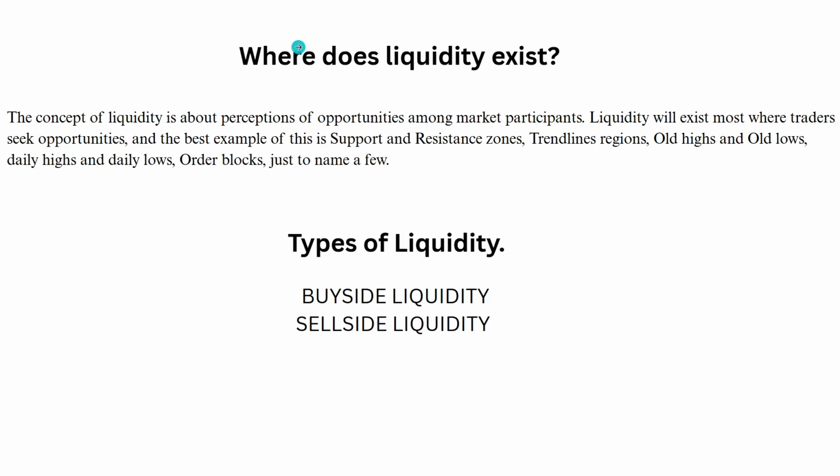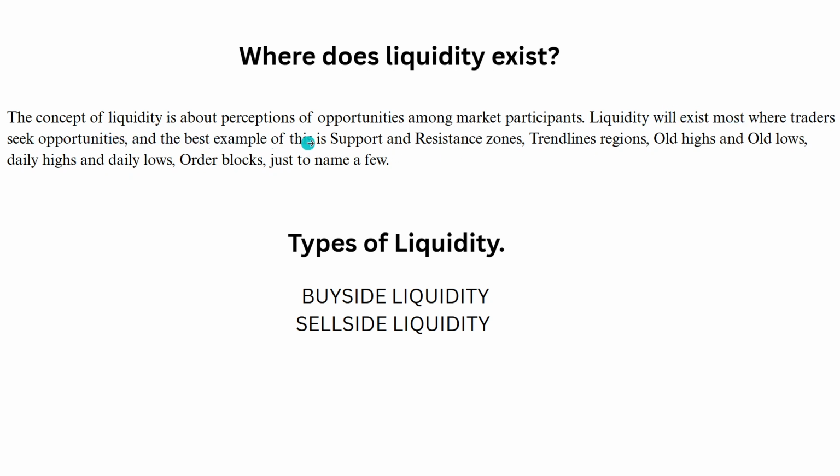So now we are starting to focus on the point of interest. Where does liquidity exist? Liquidity exists at the point of interest. The concept of liquidity is about the perception of opportunities among market participants. So therefore, liquidity will exist most where traders seek opportunities.